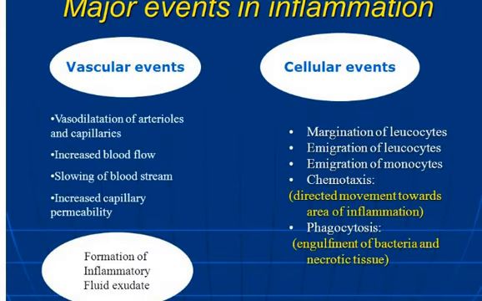Major events in inflammation: cellular events and vascular events. Vasodilatation of arterioles and capillaries, increased blood flow, slowing of bloodstream, increased capillary permeability, margination of leukocytes, immigration of leukocytes, immigration of monocytes, chemotaxis (directed movement towards area of inflammation), phagocytosis (engulfment of bacteria and necrotic tissue), formation of inflammatory fluid exudate.